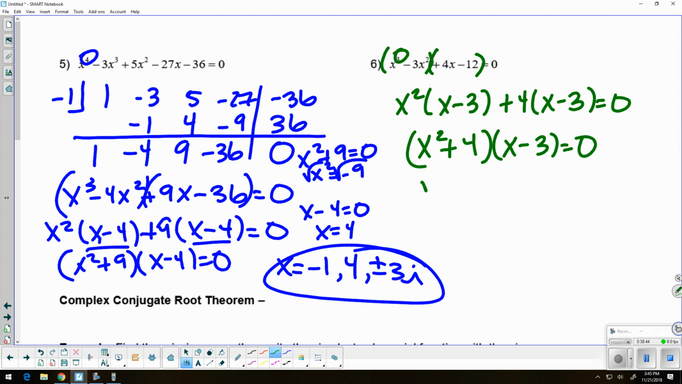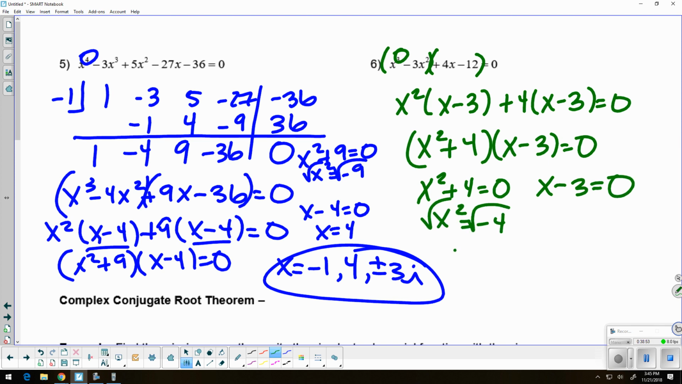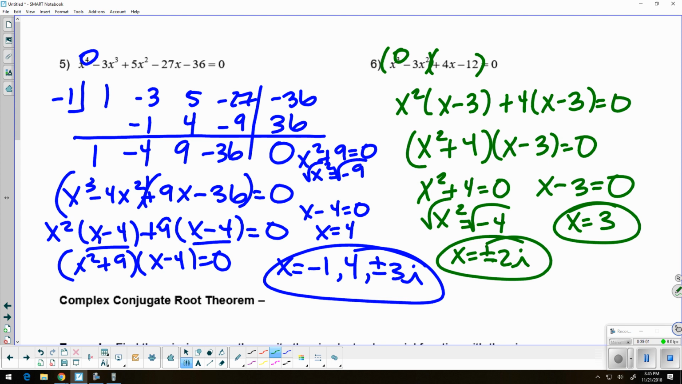So for 3 answers, set x squared plus 4 equal to 0, along with x minus 3. If you subtract the 4, take the square root, you get plus and minus 2i. That's 2 solutions. Add the 3, get x equals positive 3. So there's all 3 answers.